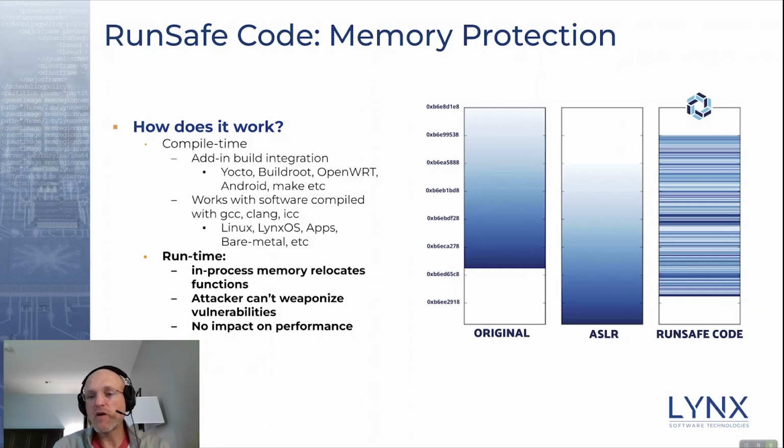The issues that are on the table today in memory corruption all act on systems where ASLR is turned on. So ASLR hasn't slowed the attackers down much. What RunSafe does is randomize things at a function level.